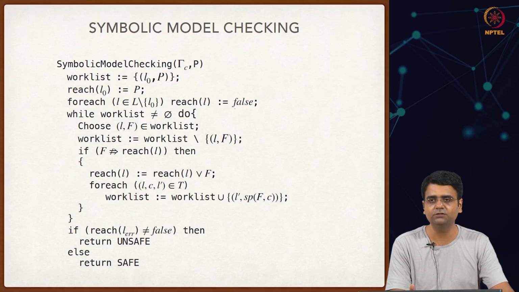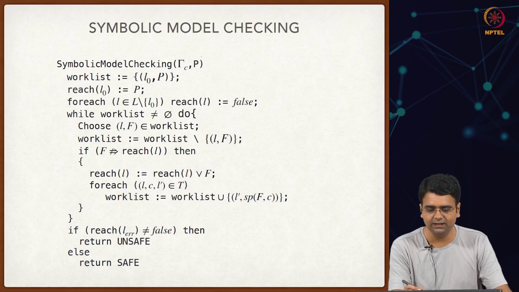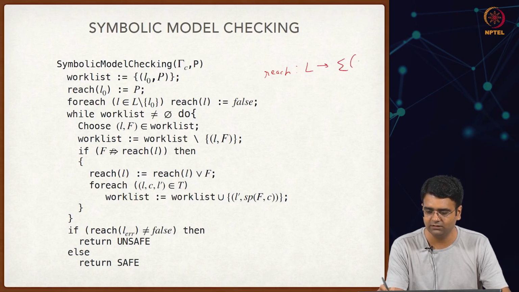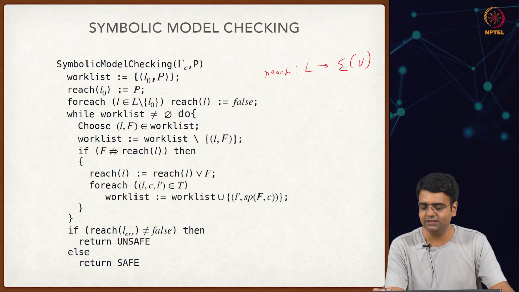So using first order logic formulas. Here what we are going to do is, for each location, we are going to maintain a formula. So this reach, earlier it was a set, now it is no longer going to be a set, but instead it is going to be a map from L to sigma V, where sigma V is the set of first order logic formulas over the program variables. So V is the set of program variables.